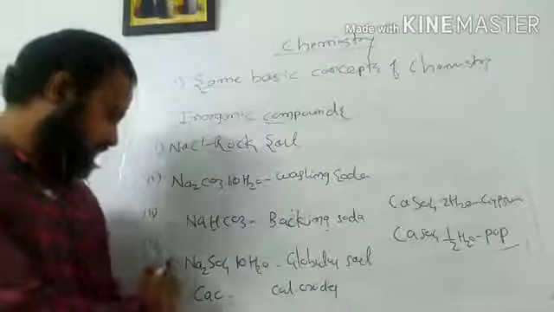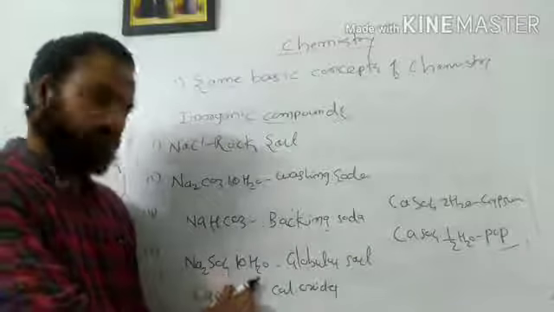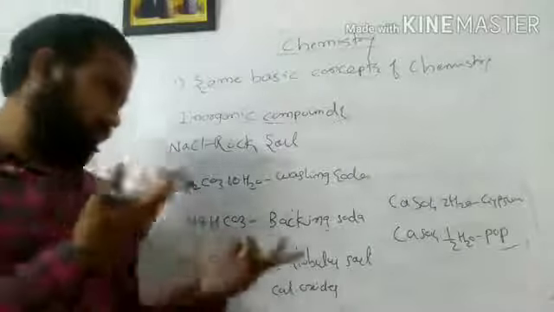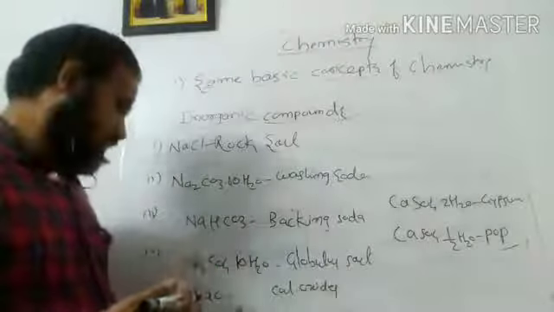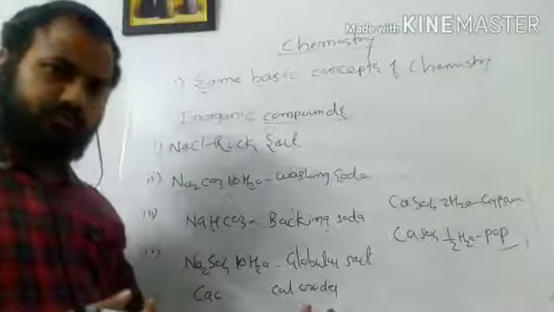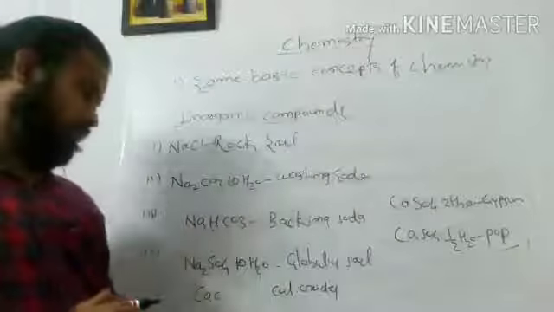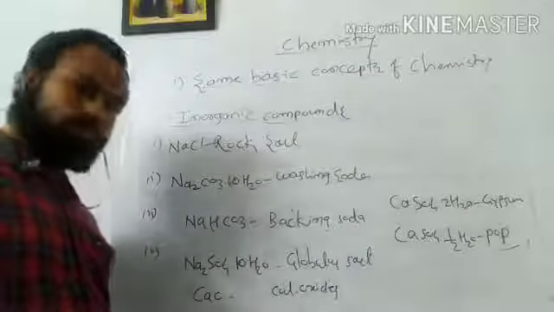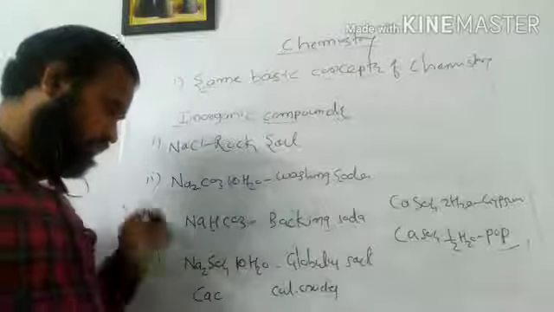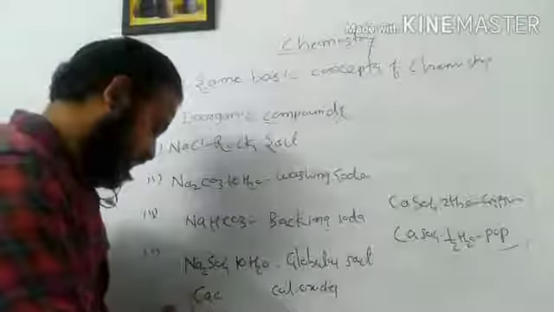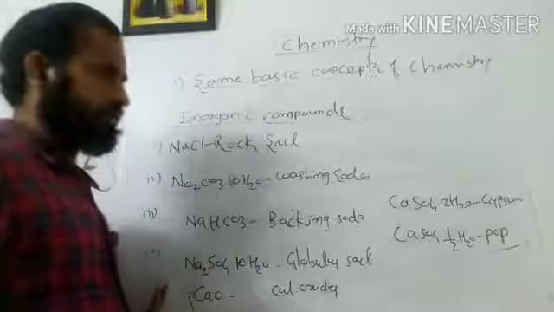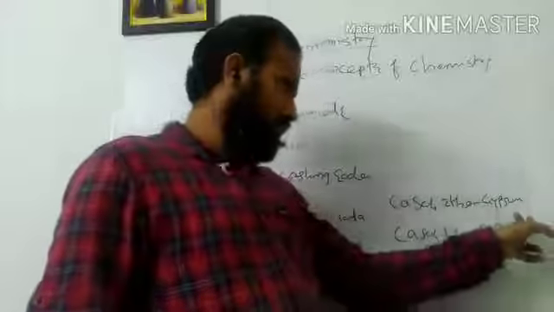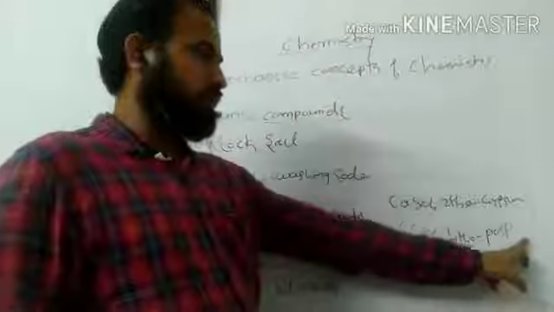Then fourth example is Na2SO4·10H2O, which we commonly call Glauber's salt. Then CaCO3 is calcium carbonate, and also an important compound. Then Ca(OH)2, calcium hydroxide. These are also important inorganic compounds which are used in most chemical reactions. Then CaSO4·2H2O, that is gypsum. Then CaSO4·1/2H2O, that is plaster of Paris.